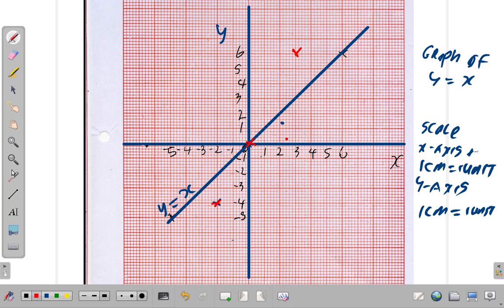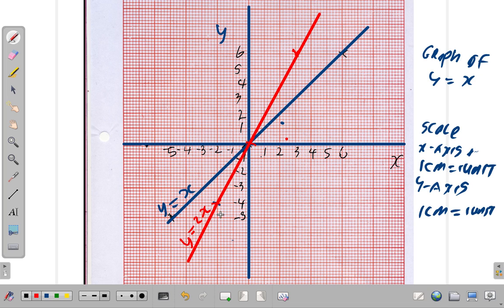Now, let's draw our line through these points. Straight line. So we have a straight line here through these points. And we see that this is the line y equals 2x. Now, the one that says 2x is steeper than the one that says y equals x.